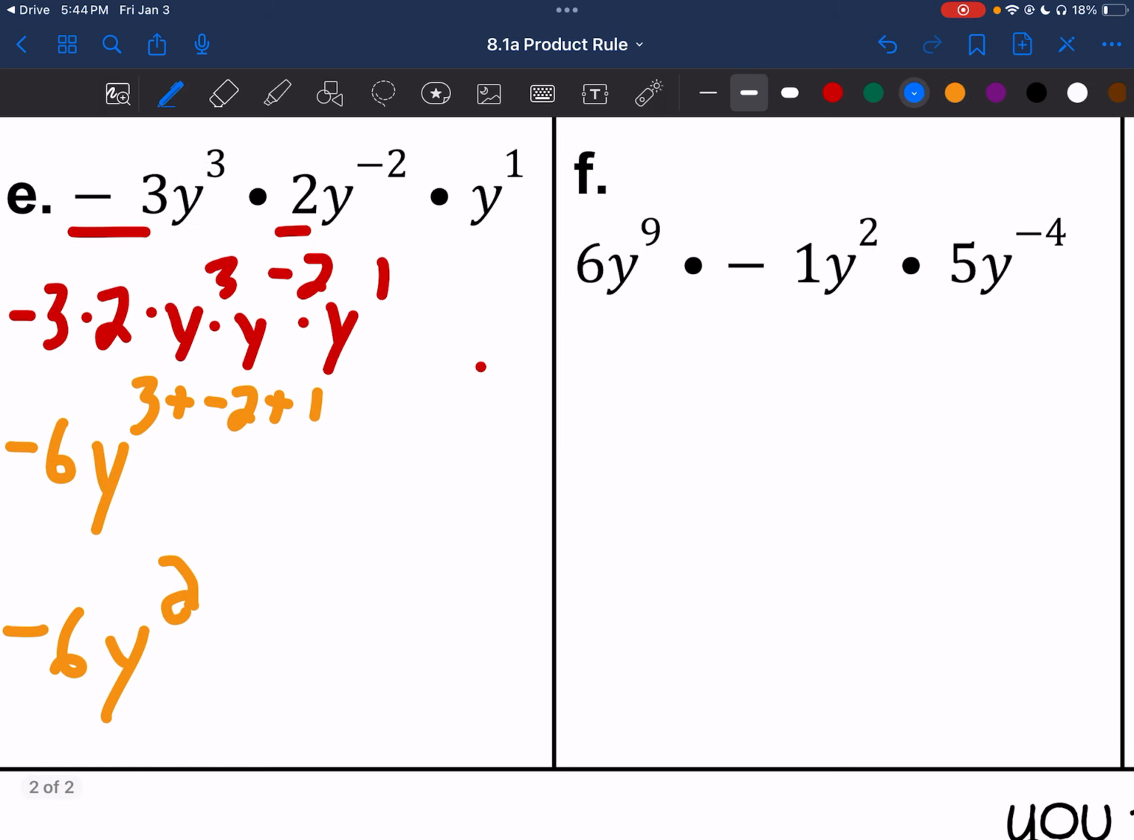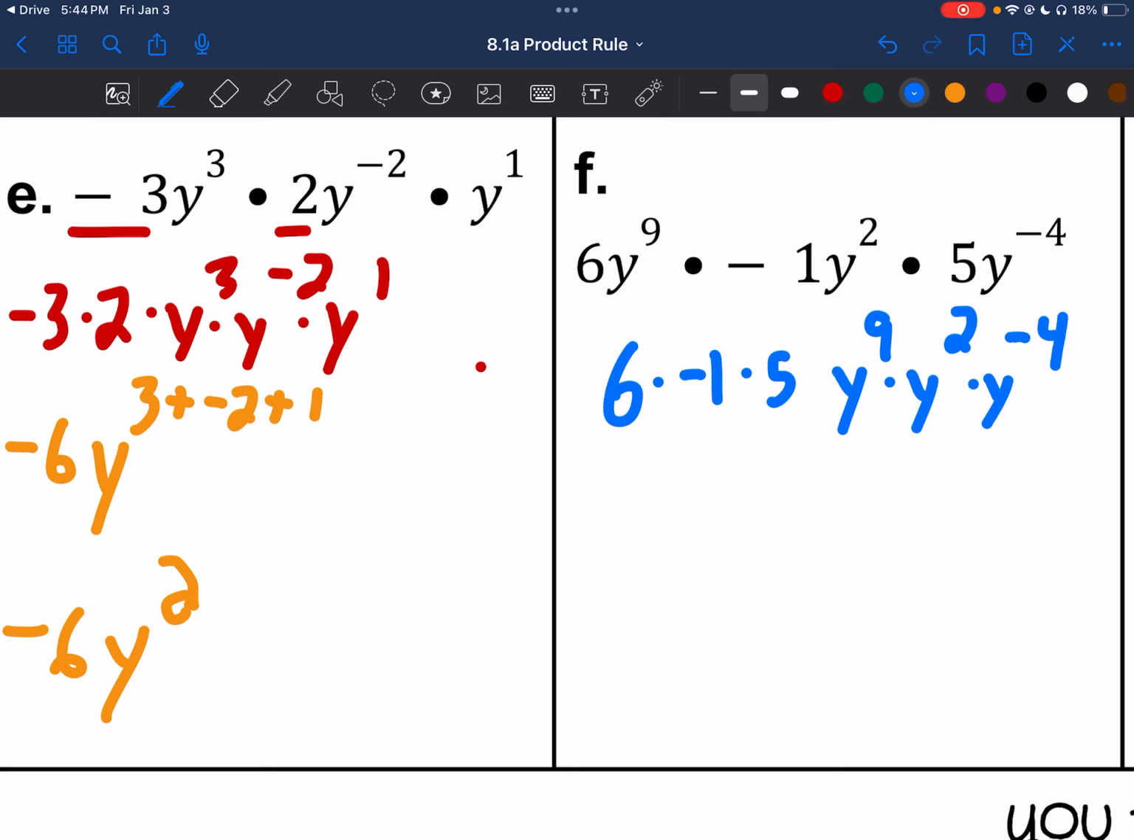Okay, letter F. We have 6y to the 9th times negative 1y to the second times 5y to the negative 4th. Okay, let's group all of our coefficients together. So we have a 6 times a negative 1 times a 5. And then we group our variables together. We have y to the 9th times y squared times y to the negative 4th. Do the math first on your coefficients. 6 times negative 1 times 5 gives you negative 30.